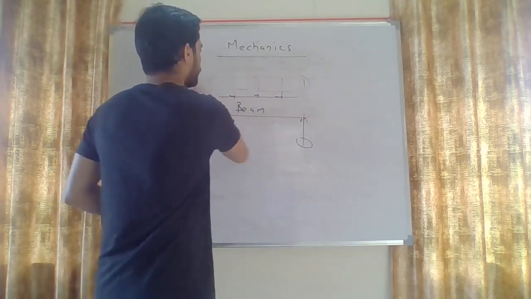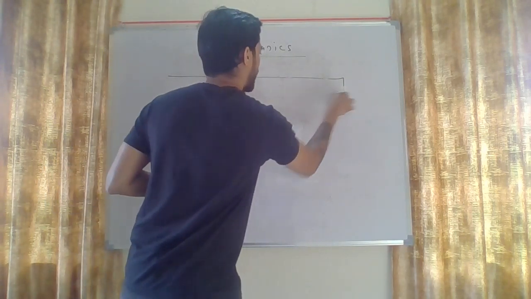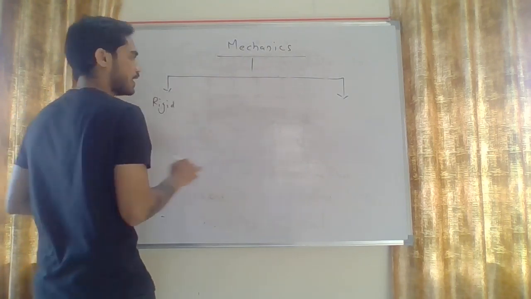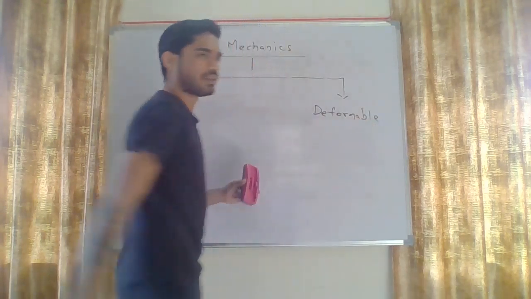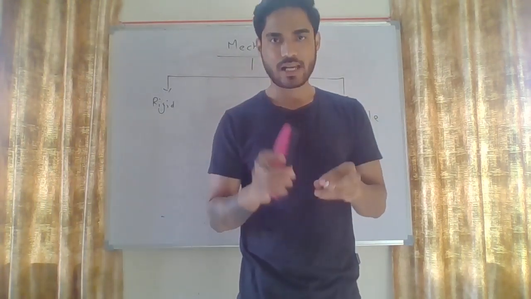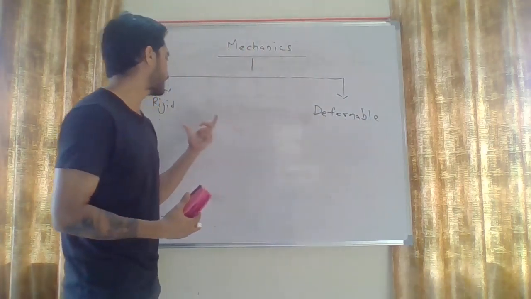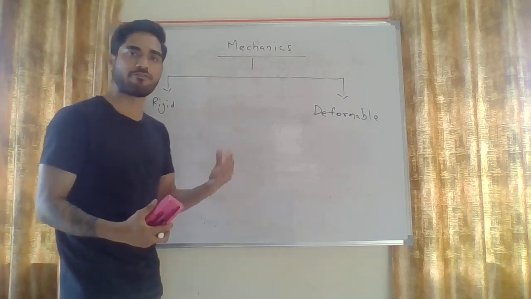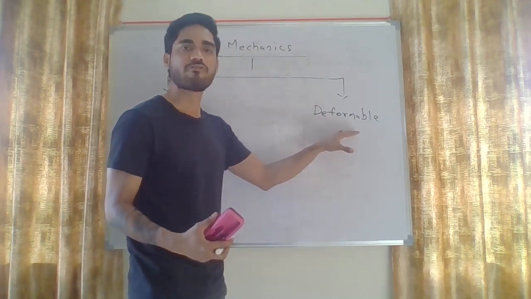Now, there are two different categories of mechanics: mechanics of rigid body and mechanics of deformable body. What do we mean by rigid and deformable? When you apply external load on any material, if that material does not deform, it is known as a rigid material. And if the particles of that material deform, it is known as a deformable material.